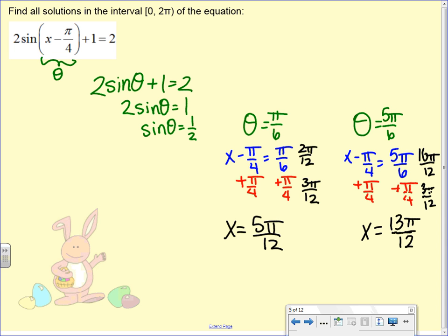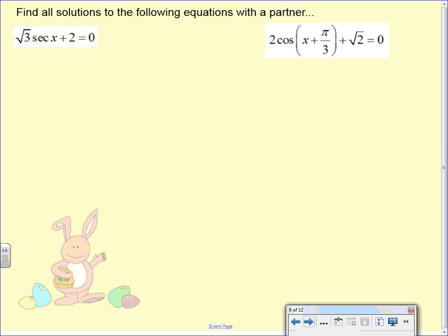Could you check these answers? Yes, we just solved an equation. You have answers, you can plug them back in. As long as you're in radian mode, that would be fine. We can make sure that they both work. Okay? All right, you guys try these two. I'll give you 2 minutes. These ones I want radian answers. All solutions.